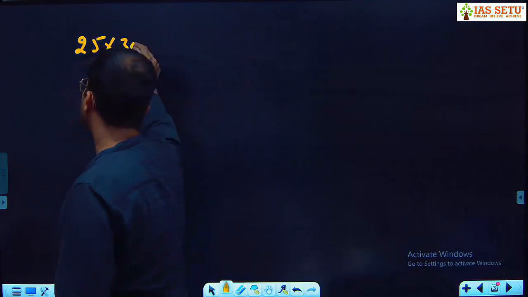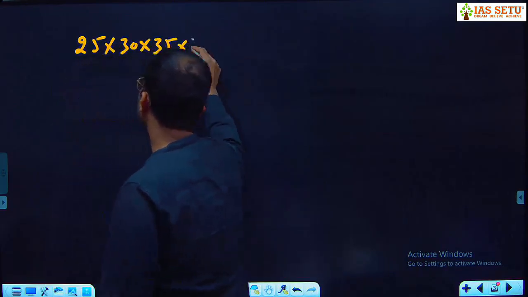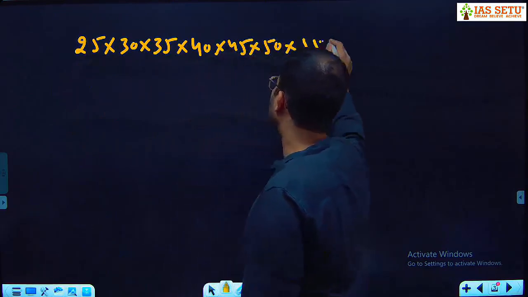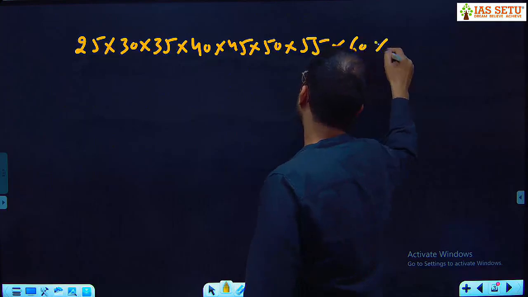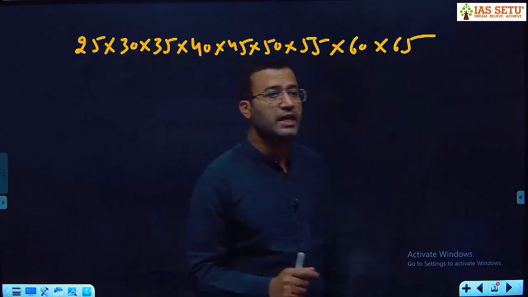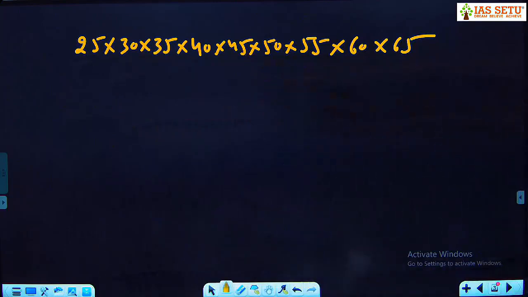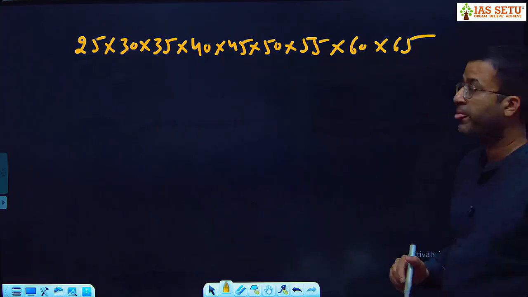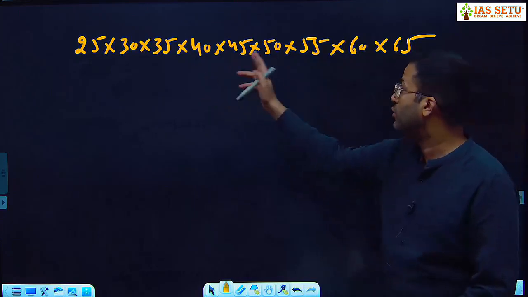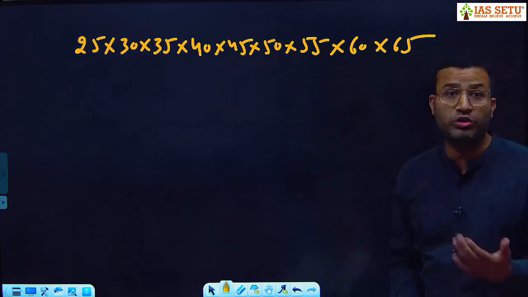Like for example, 25 into 30 into 35 into 40 into 45 into 50 into 55 into 60 into 65. So it is asked, if we multiply it, in that final value how many zeros will be there at the end? जो multiplication होगा उसमें zeros कितनी होगी? If you see directly, that will be the wrong answer. जो दिख रही हैं 1 2 3 4, we have more than 4.